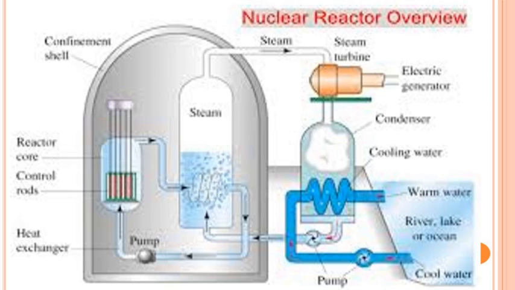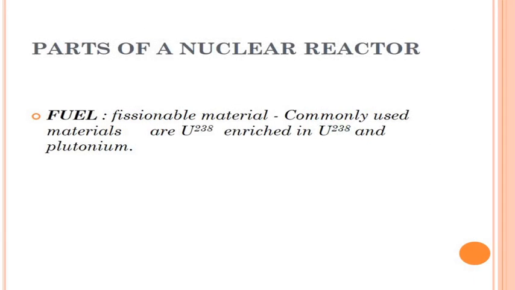We will move on to the different parts or the important points of a nuclear reactor. The first main part is fuel. Fuel is a fissionable material, that is the material that undergoes the process of fission. And the commonly used fissionable materials are uranium-238 enriched with uranium-235, and also plutonium Pu-239. So these are the commonly used fissionable materials which we use in a nuclear reactor as fuel.